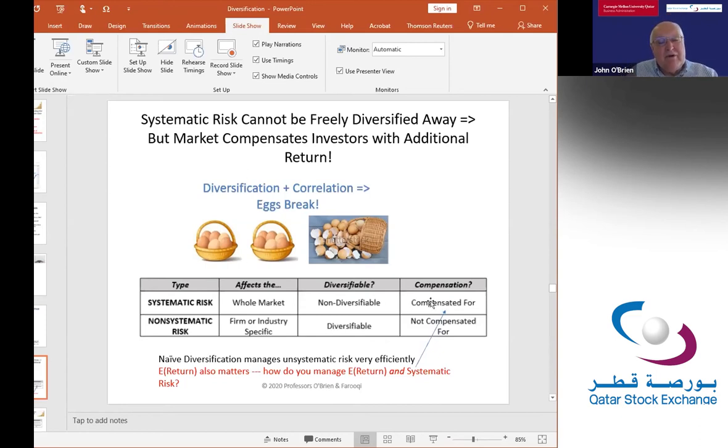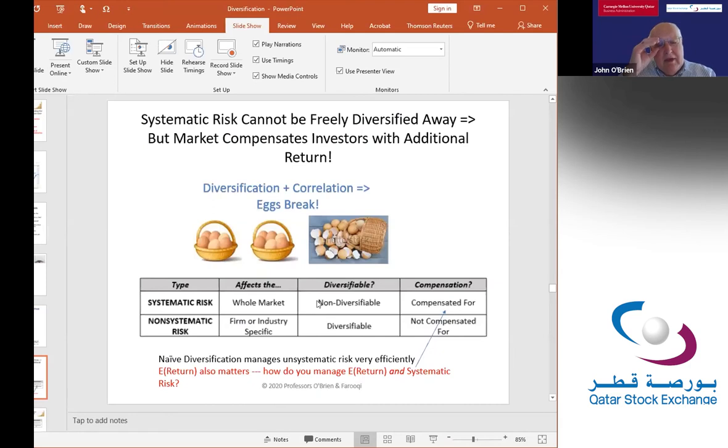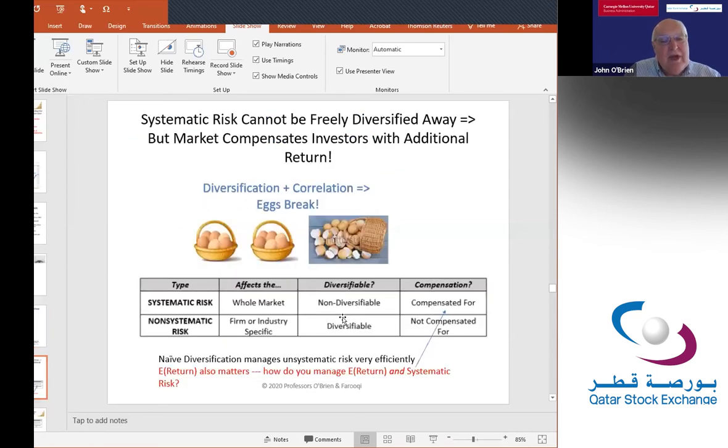So this is the first lesson here, that systematic risk you get compensated for because you cannot freely diversify it away. Okay. Unsystematic risk, because you can just freely diversify it away, you don't get compensated for. So naive diversification manages unsystematic risk very efficiently. But let's go beyond naive diversification. The question is, can we do better than just here? And I'm answering this in theory. In theory, the answer is yes, we can do better, okay?